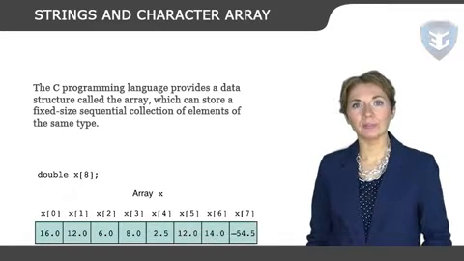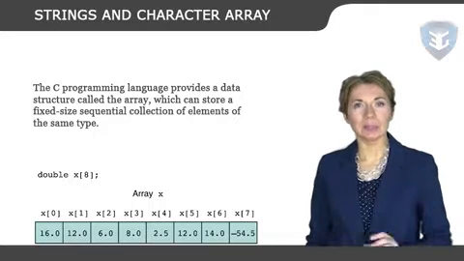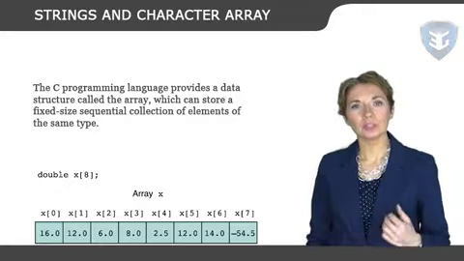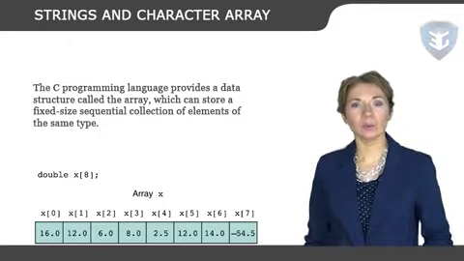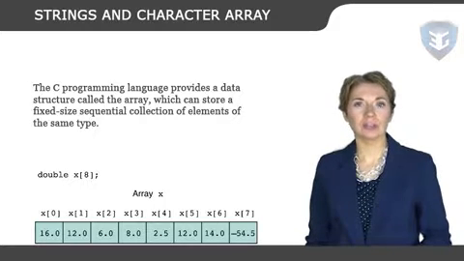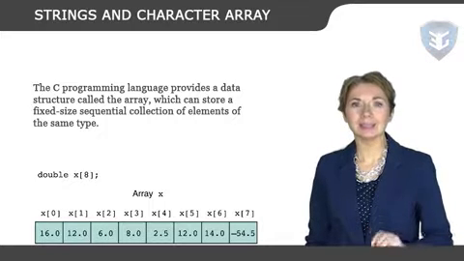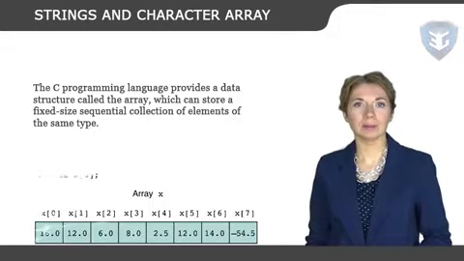Let's start with a brief introduction to strings and character array. The C programming language provides a data structure called the array, which can store a fixed size sequential collection of elements of the same type. An array is used to store a collection of data, but it is often more useful to think of an array as a collection of variables of the same type.